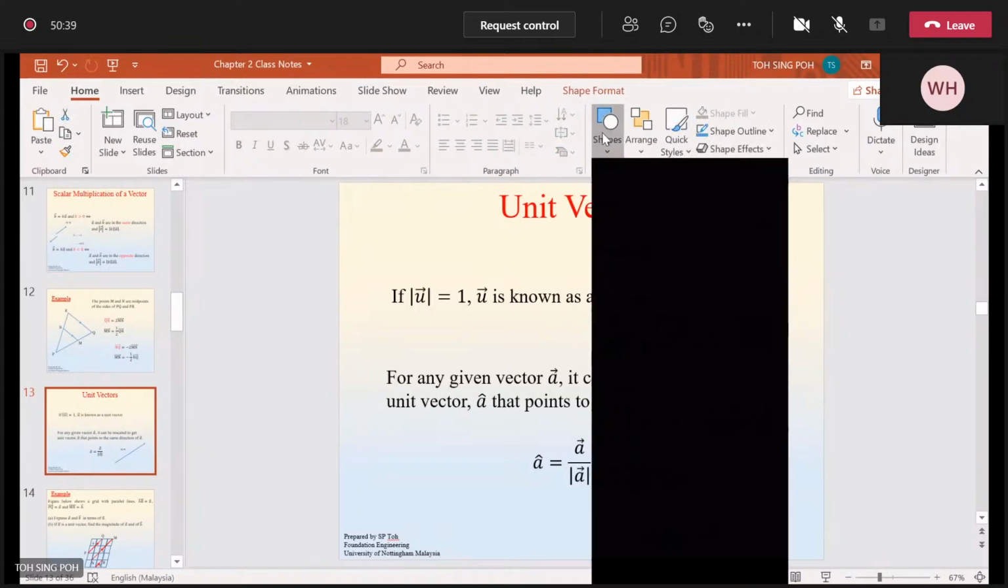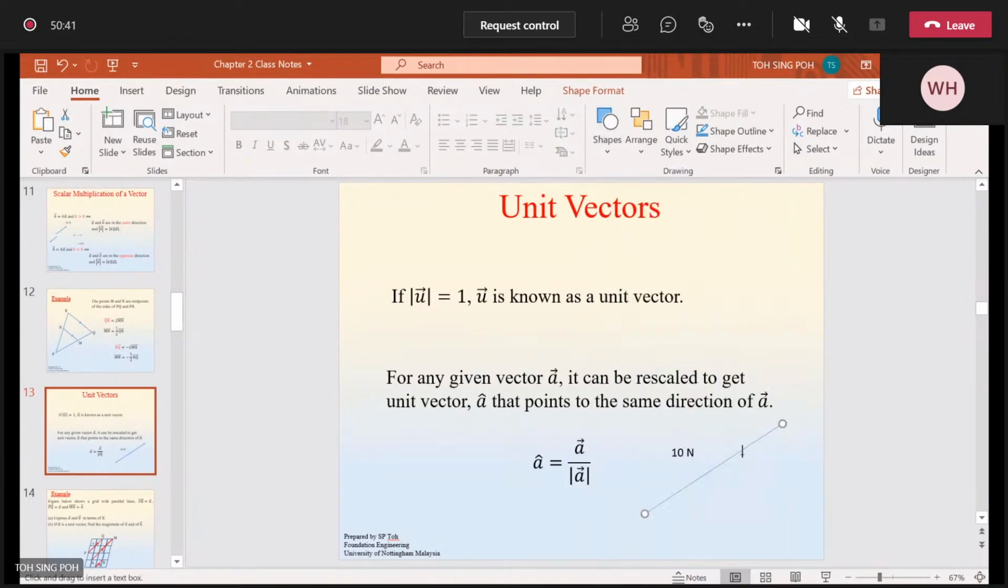If I use the scales for 1 cm to represent 10 Newton, okay, so I can rescale it to become 1 cm. If I rescale it to become 1 cm, then this one is no longer vector A, because it's a unit vector A. This is an operation that we can perform by making it shorter.